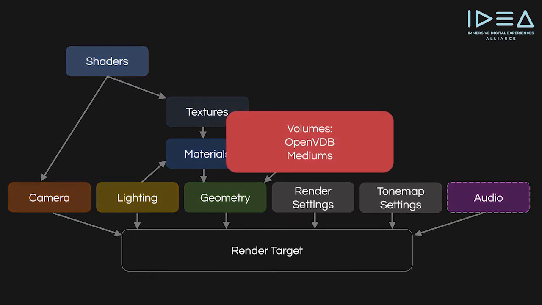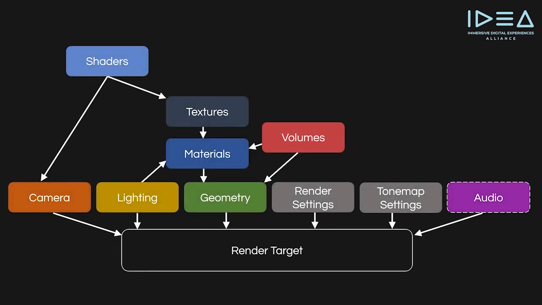Volumetrics can also be defined as part of the scene's geometry. The OpenVDB format is supported, along with mediums that can be associated with the materials of closed watertight meshes, and these can describe the scattering or absorption of light rays within the object's volume. And these mediums can also be applied to the environment's lighting to accomplish things like atmospheric fog, for example.